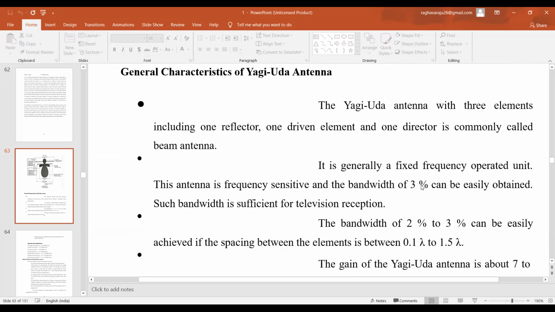It is generally the beam width of the particular antenna. This antenna is very sensitive to frequency, and a bandwidth of 3% can be easily obtained. Such bandwidth is sufficient for television reception. So a bandwidth of 2% to 3% can be easily achieved with this spacing between 0.1 lambda to 0.5 lambda.